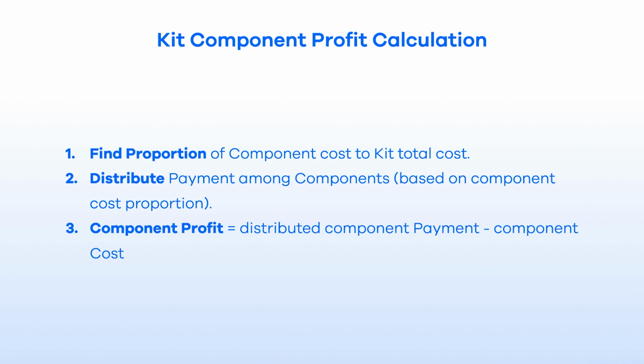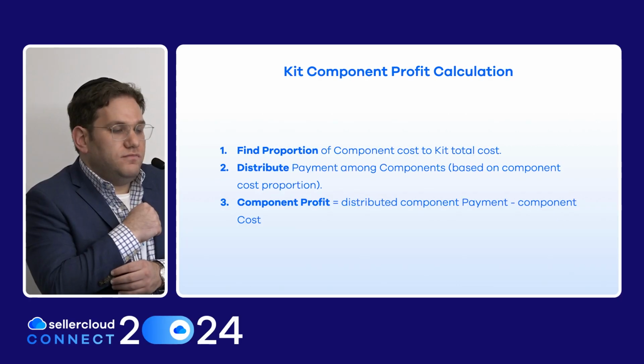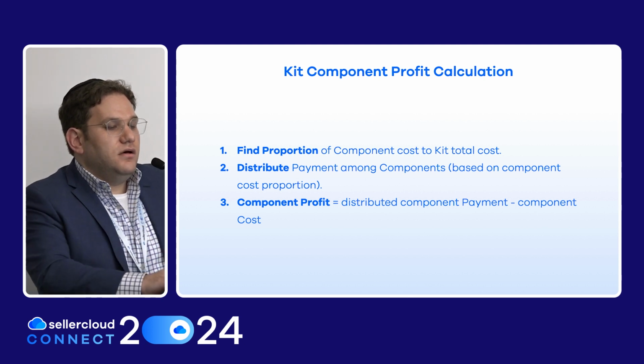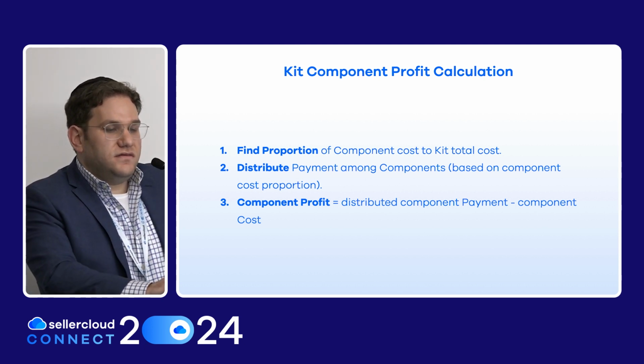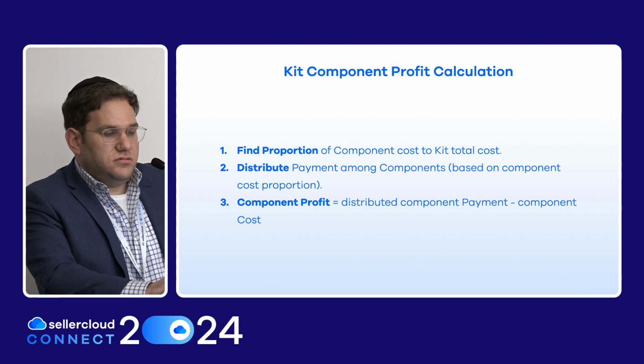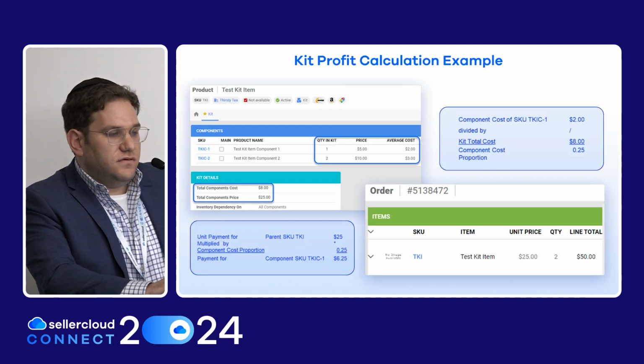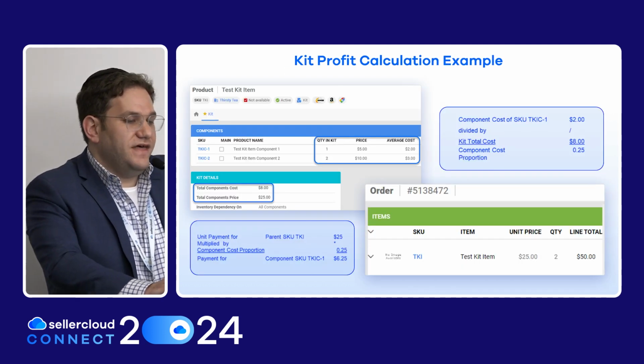And then we calculate the profit based on that. So we'll calculate the revenue based on the component cost proportion, and then calculate the cost, and there's your profit. So here I have an example of that.